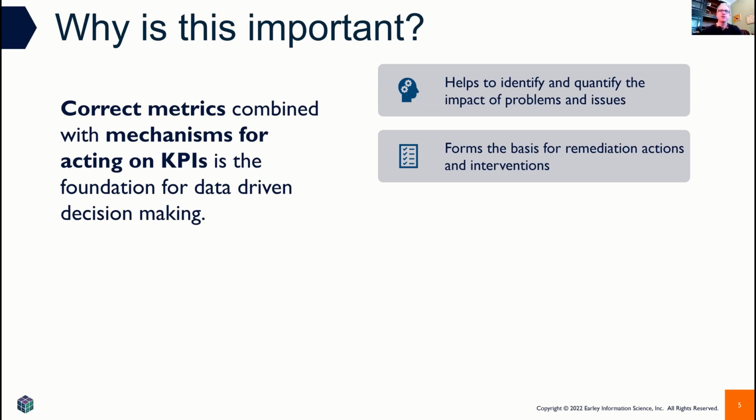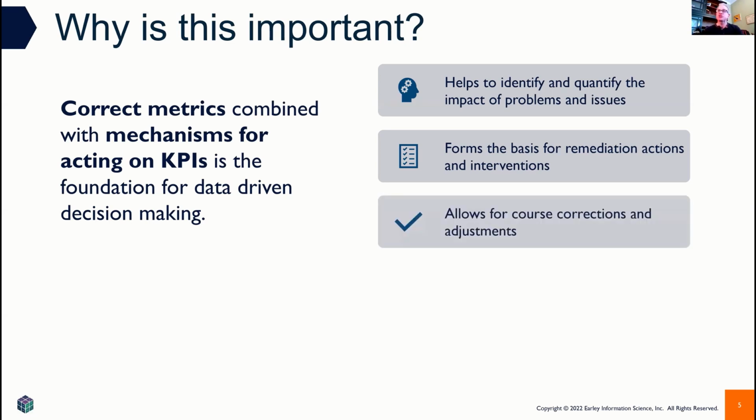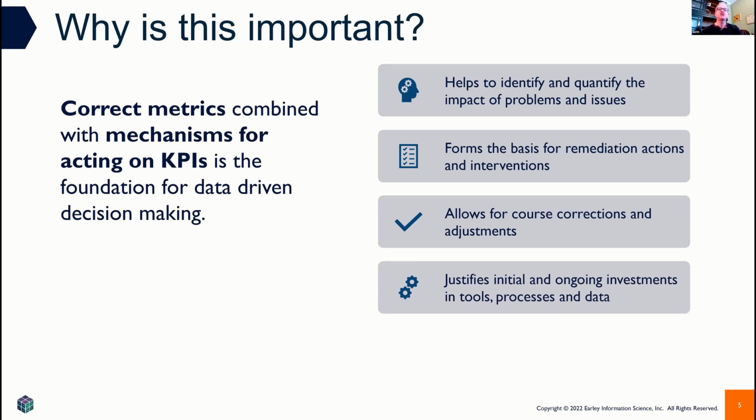We also have the ability to measure and manage our remediation and to make sure that the course corrections are correct. In fact, sometimes when we fix one thing, we break something else. So when we have the right metrics, we can look at this holistically and make sure that we're not impacting something else negatively, and that the interventions are actually having a positive impact.